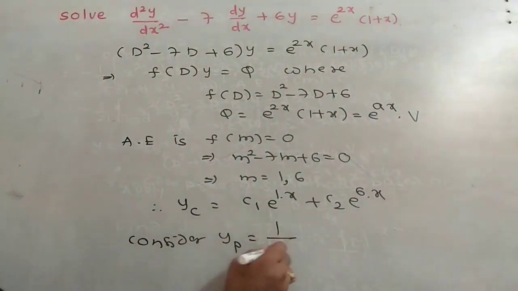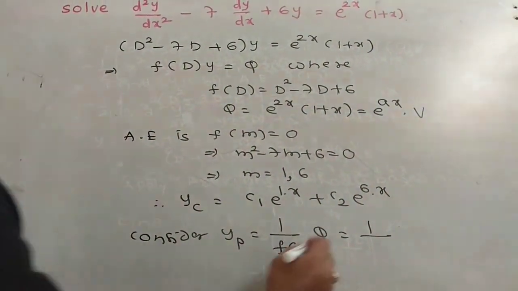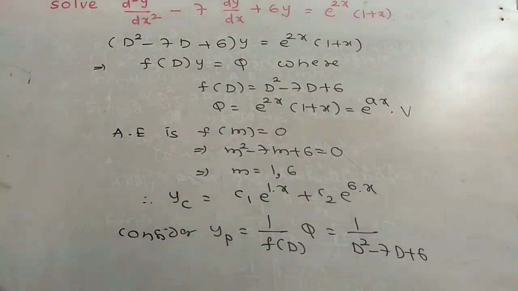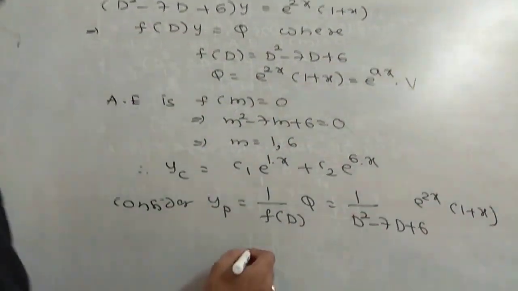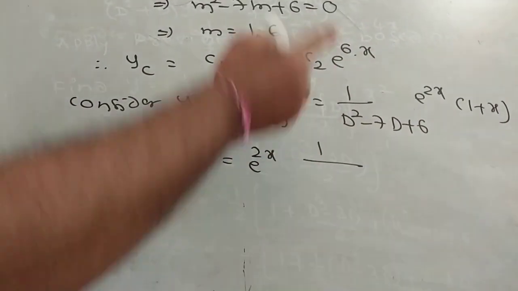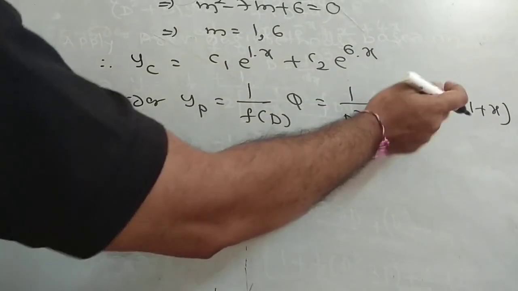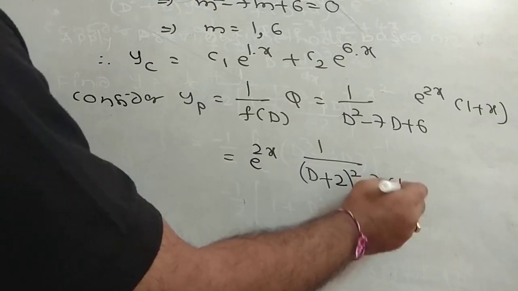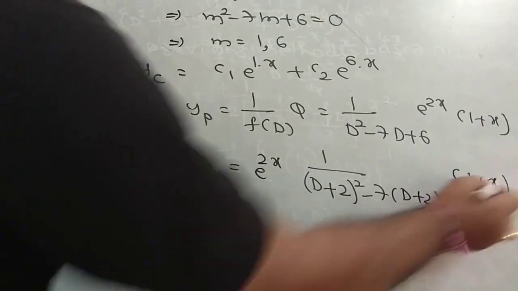Now you are coming to the next part, which is yp. The formula is 1 divided by f of D of q. It is 1 divided by your f of D, meaning D square minus 7D plus 6, and q stands for e power 2x into 1 plus x. Now I am taking, as per the procedure, only e power 2x to the left hand side. Wherever D is there, it is replaced by D plus a. Here a stands for 2. So D plus 2 whole square minus 7 into D plus 2 plus 6. And the rest of the term you are keeping as it is.